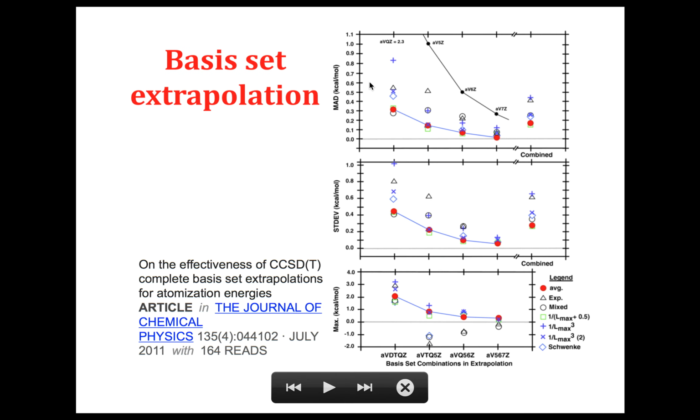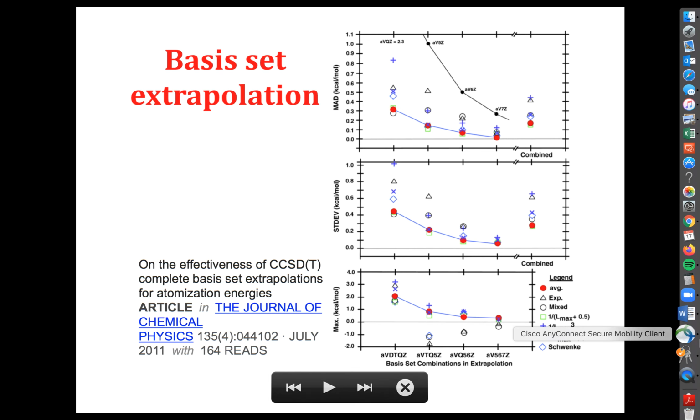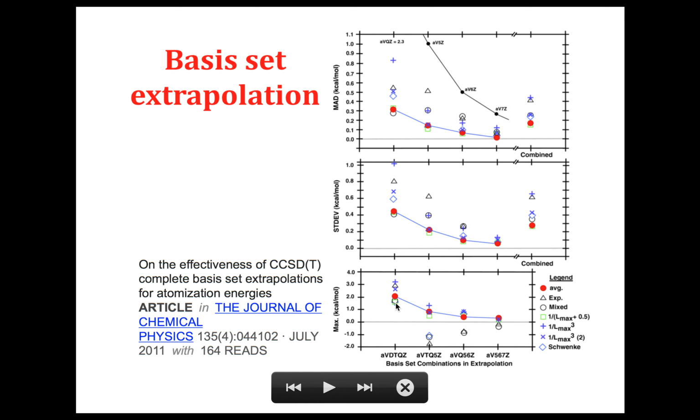Some methods do what's called a basis set extrapolation. I just wanted to mention this here, that you can imagine doing a calculation with a small basis set, bigger basis set, even bigger, and looking for your basis set extrapolation. And there are methods that will actually do a basis set extrapolation within one single calculation that you submit. So there are different methods that can do a basis set extrapolation within the calculation that you might submit just one time. Now, you can imagine those usually take a fair amount of time.